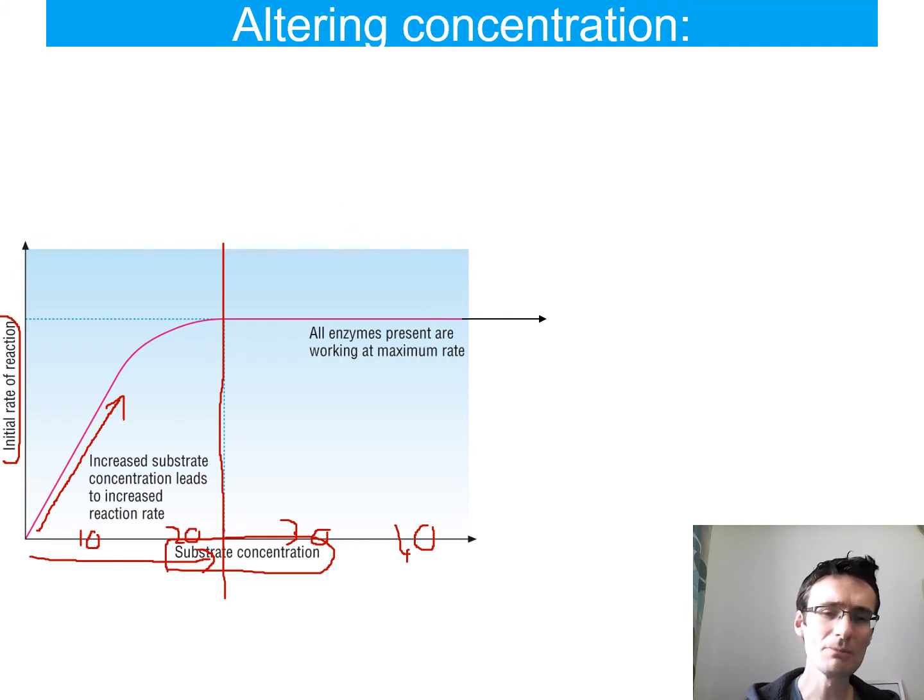So what will happen with substrates is that if you keep adding substrate, great, the reaction keeps going up, but at some point you will use up all of the enzymes and all of the active sites. So after this line, when it plateaus, the substrate is no longer the limiting factor. It's actually the concentration of enzymes. You can see that because if I increase from 30 to 40 in substrate concentration, it makes no difference to the rate of reaction. The rate of reaction is flat.